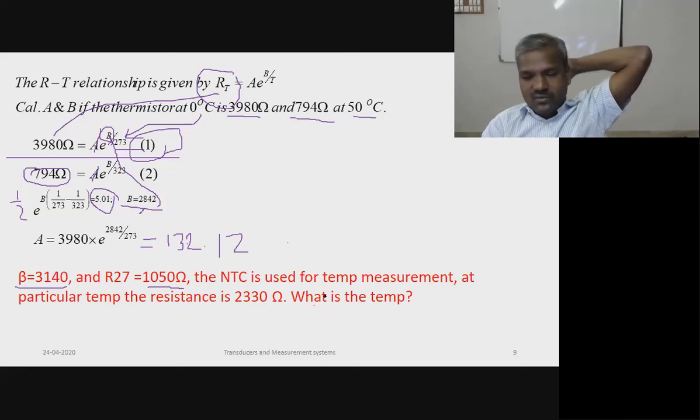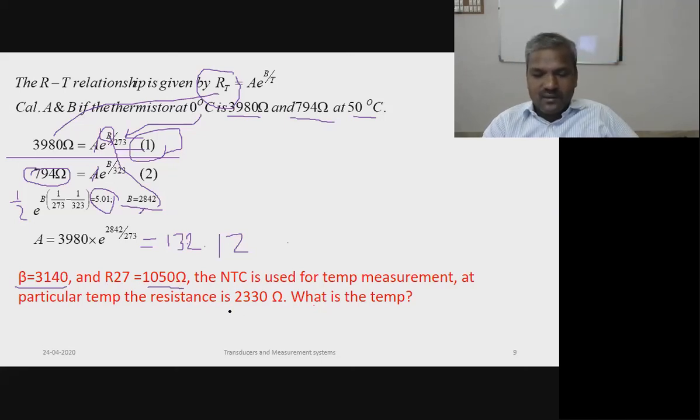This NTC is used for temperature measurement. When we get a 2330 ohm resistance, what is the temperature? Can you judge whether the temperature is more than 27 degrees Celsius or less than 27 degrees Celsius? Please tell me.